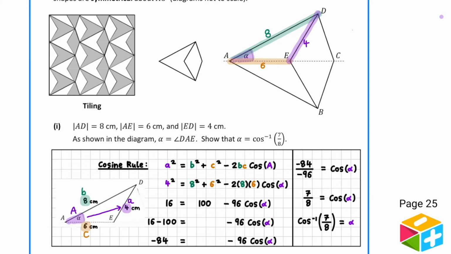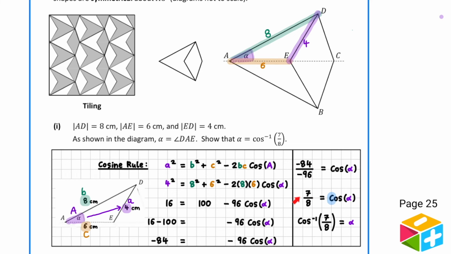To start, we can get rid of the plus 100 by subtracting 100 from both sides. From here, we can simplify on the left. 16 minus 100 is minus 84. Next, we can get rid of the multiplication of minus 96 by dividing both sides by minus 96. Now, if we use our calculator to simplify the fraction on the left-hand side, it comes out as 7 over 8.